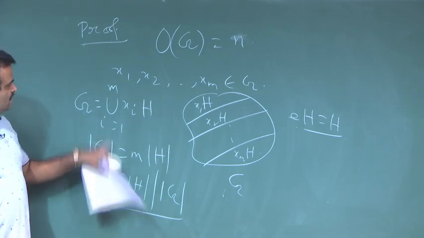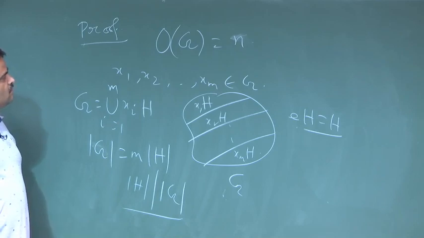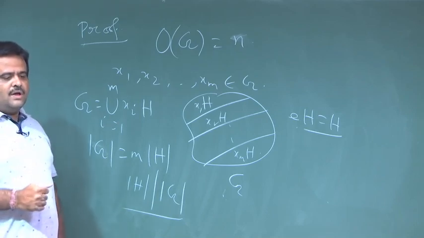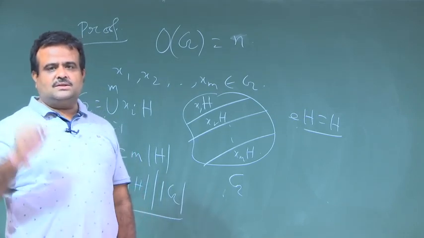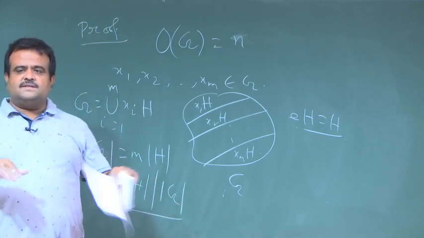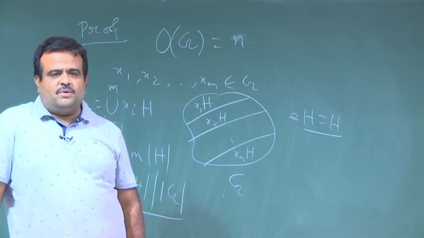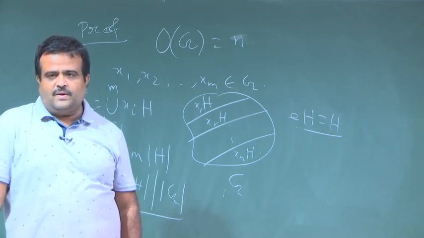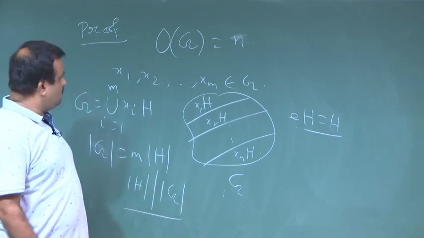If it is infinite, we cannot talk about this division. So, for any finite group, if we consider a subgroup, the order of the subgroup divides the order of the group. Order means the number of elements in that group, the cardinality. Okay. So, this is Lagrange's theorem. Thank you.